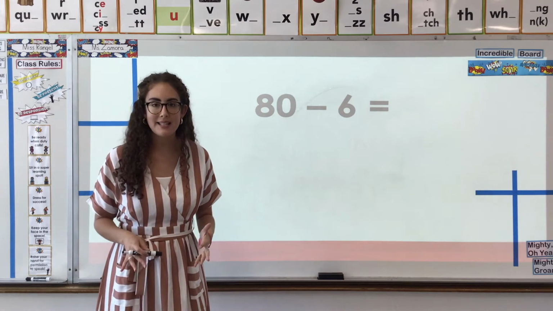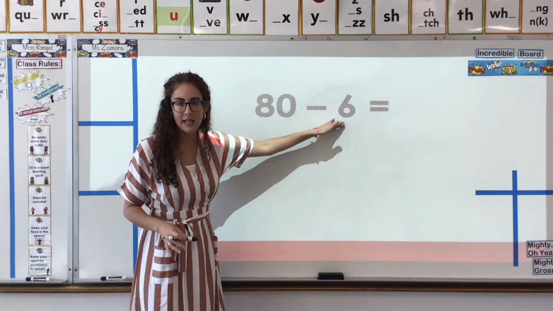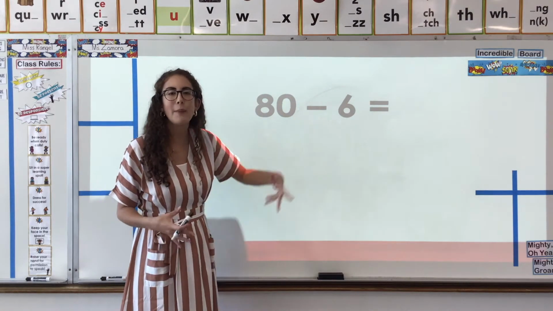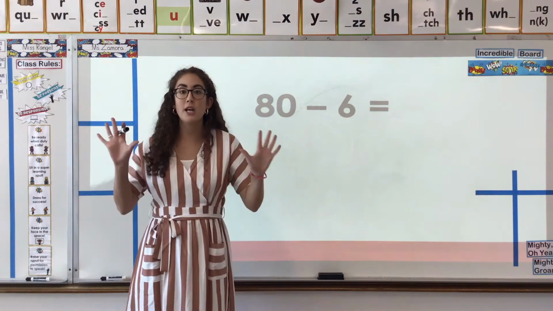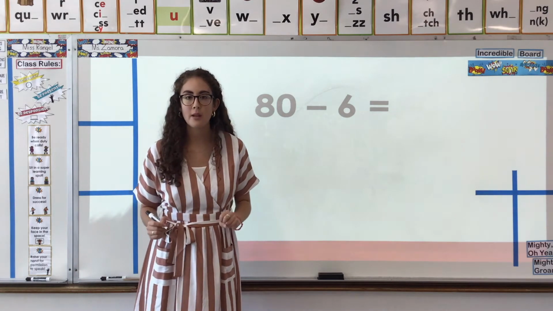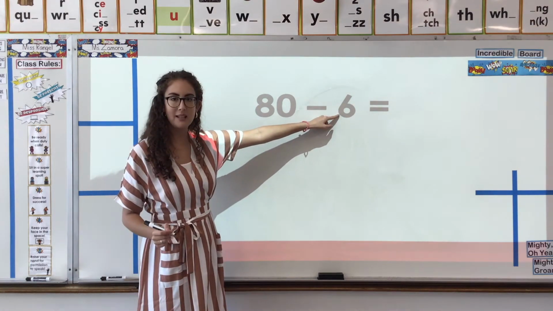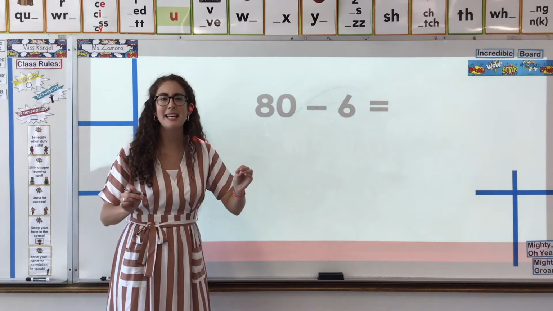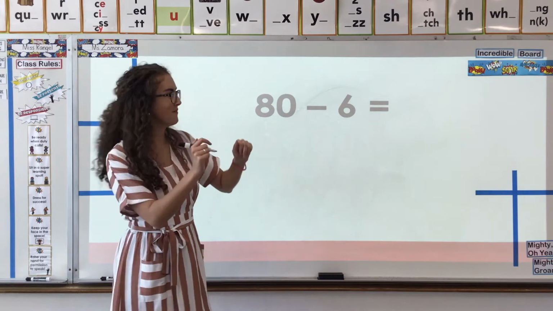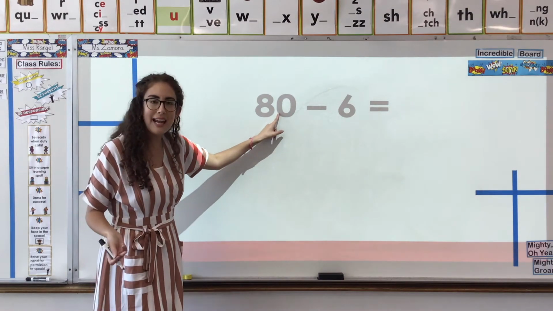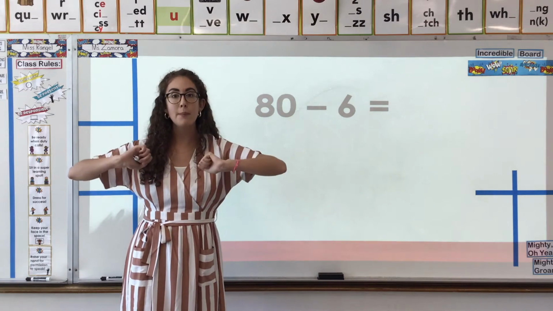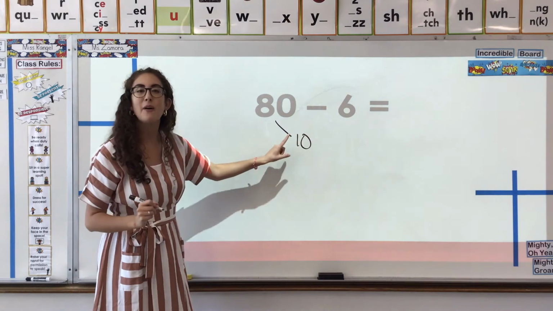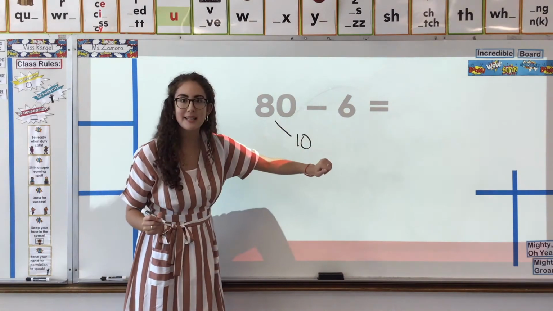So with 80 minus 6, we're not going to try and take this 6 from this big 80. We actually want to take this 6 from a 10, because subtracting from just a 10 is way simpler. So we want to subtract 6 from a 10. But where are we going to get this 10 from? Where is there a 10 in 80 minus 6? It's within the 80. We were practicing that with our number bonds. So we're going to take out that 10 from the 80 that we can use to subtract with the 6.